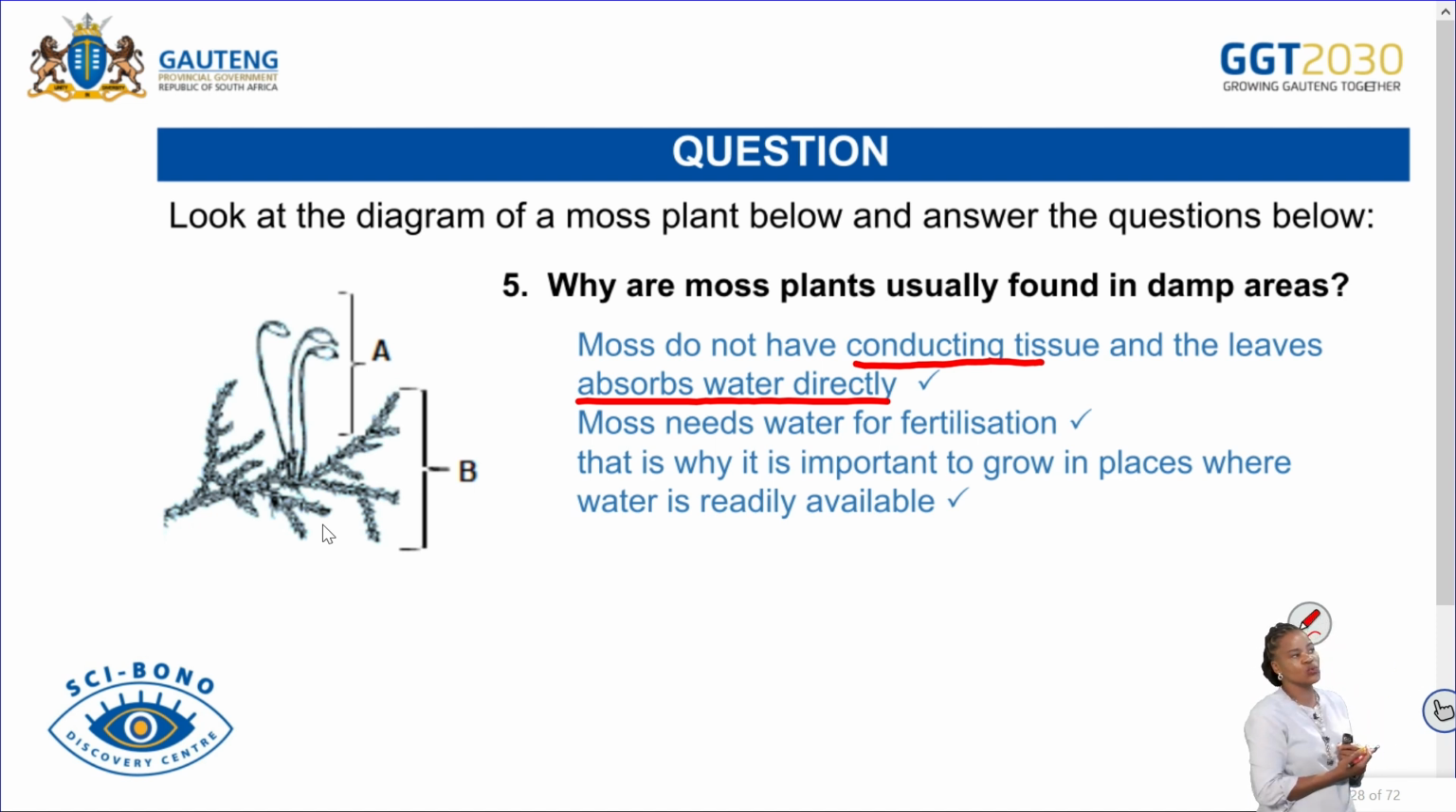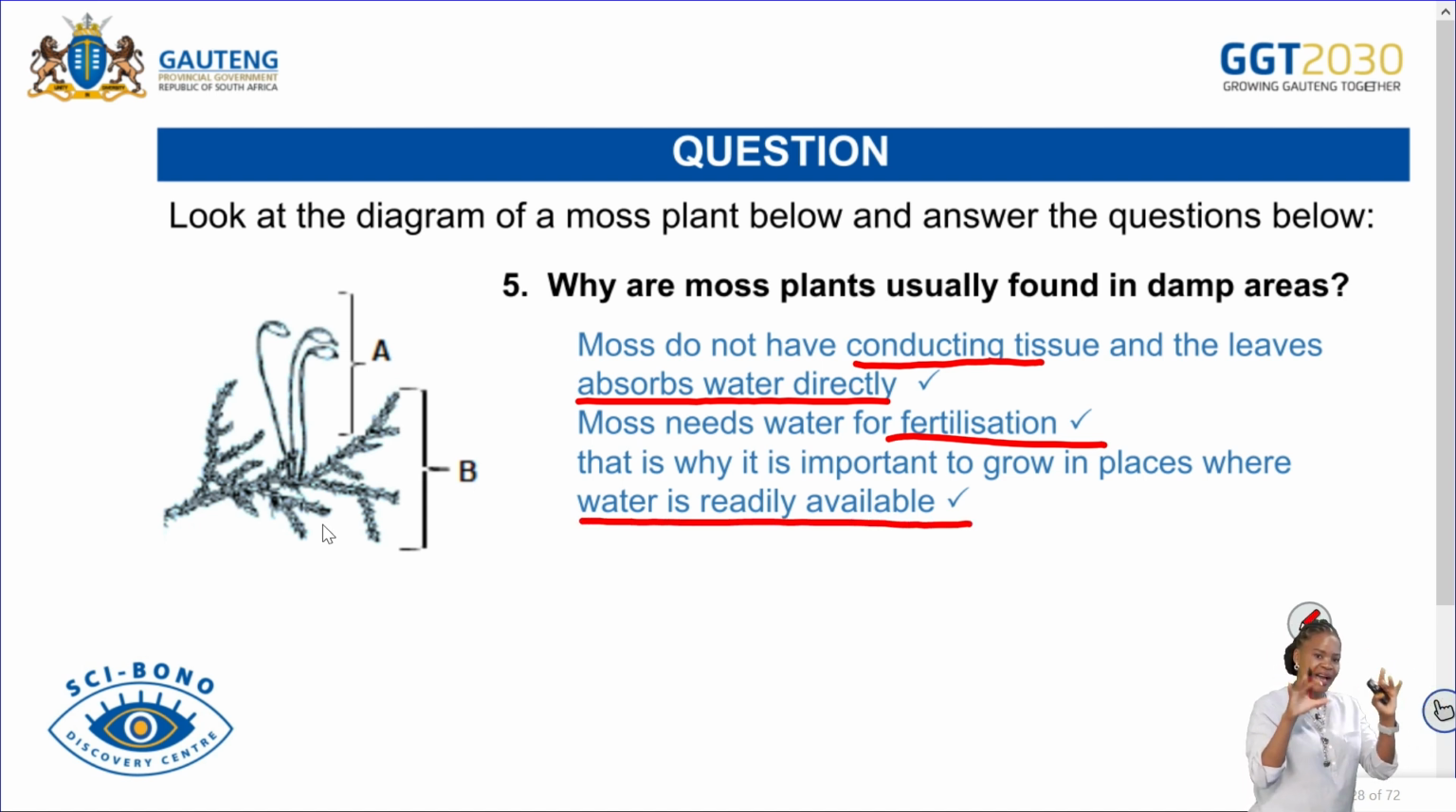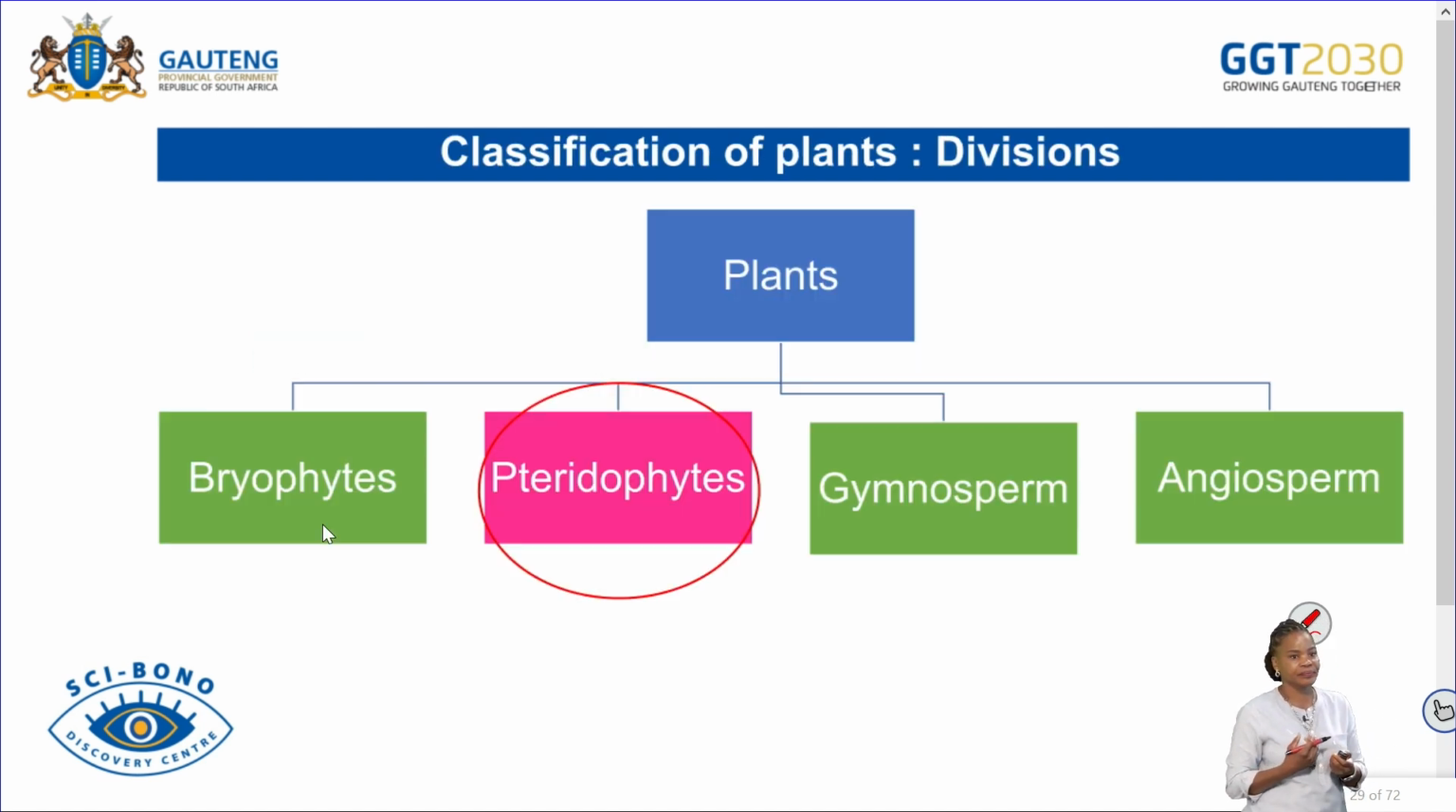And then moss needs water again for what? For fertilization. That's why they are in damp areas. So it is important to grow where water is readily available. In other words, water should always be available. Number 1, for reproduction to take place. Number 2, that water will be easily absorbed by what? By our leaves. So that's why.